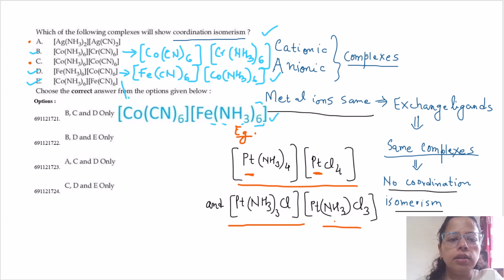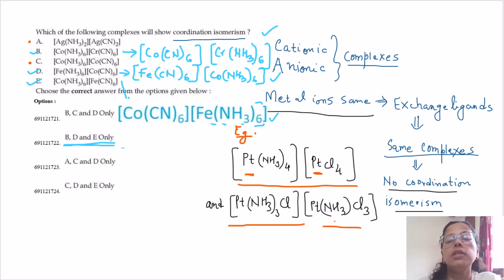So our answer should be B, D, E. Option 2 should be our correct answer: only B, D, E. Not A and C, because in A and C, if we exchange the ligands, they will form the same complex. There is no difference in their structural formula.